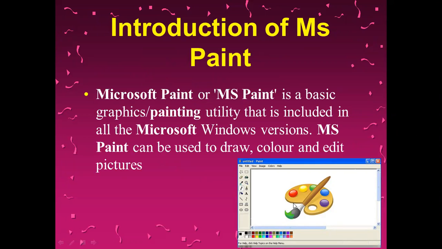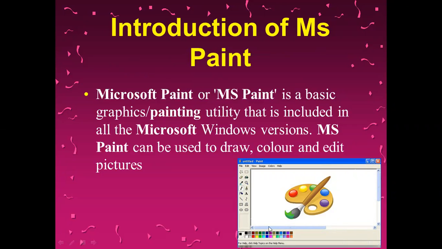MS means Microsoft Paint, and it is a version of Microsoft Windows. And what can we do with Paint? We can draw, we can color, we can edit our pictures. What does editing mean? Editing means to make a change in my pictures. That means you can make beautiful cartoons, beautiful shapes, and you can color them also.